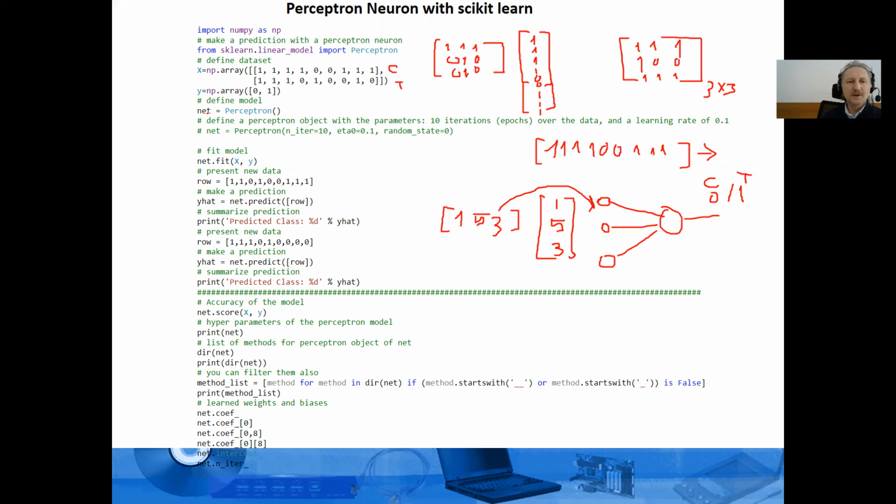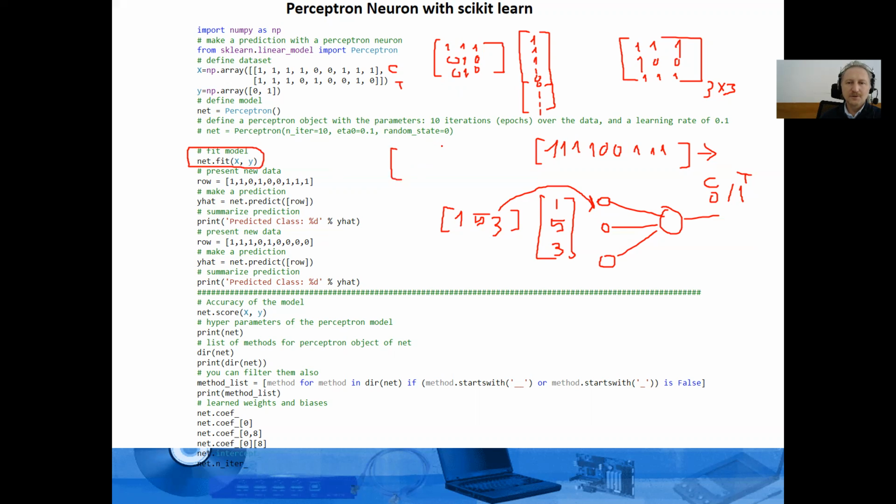Again, if you want to design a perceptron network or perceptron neuron, we are going to use the perceptron method to implement it. In MATLAB, we used the train function. Here, we are going to use the fit function. After this, our network is trained. After that, you can give the new data, for example, this one.